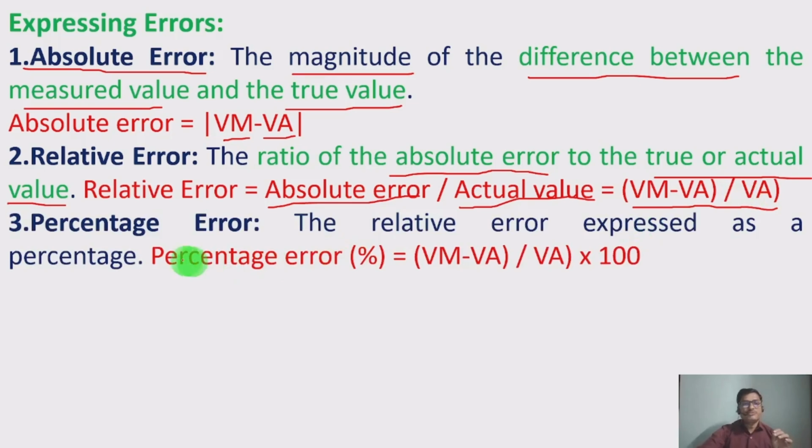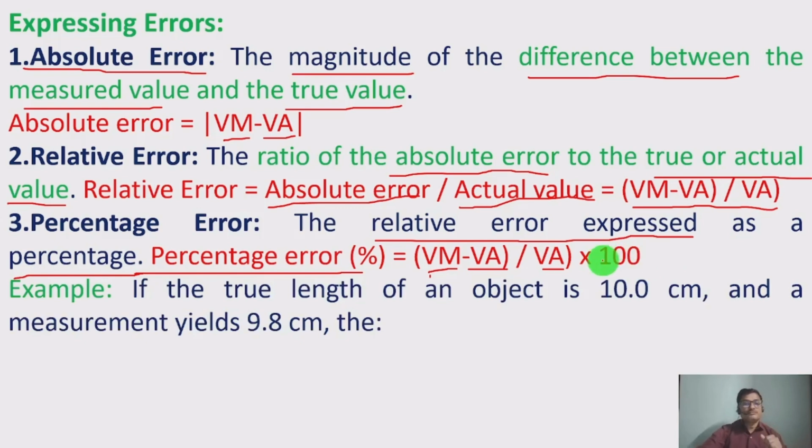The third expression is the percentage error. The relative error that we have calculated here, if that is expressed in terms of percentage, is called the percentage error. That is given as the relative error, the value measured minus the value actual, divided by the value actual, multiplied by 100. That is the percentage error.